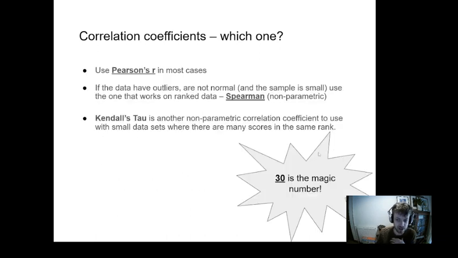Let's have a look. Say 30 is the magic number. If you have 30, you can generally use Pearson. I should also mention there's Kendall's tau, which we're not going to be covering today. But if you have non-parametric, non-normal curve data, like you would use for Spearman, and you've got many scores of the same rank, you might want to use Kendall's tau, but that's not something we're going to be covering today.